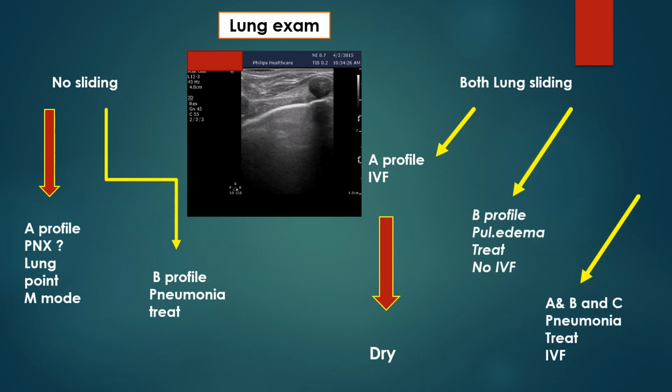If there is sliding and B profile, it's pulmonary edema. You treat this pulmonary edema with PEEP. You might consider giving diuresis. You might consider going with CRRT and removing extra fluid if the patient develops acute kidney injury. And you should not attempt to give more fluid, especially colloid or crystalloid type of fluid. If you see A and B and C, meaning you have A lines in some areas and B lines in some areas, and consolidation, this is pneumonia.